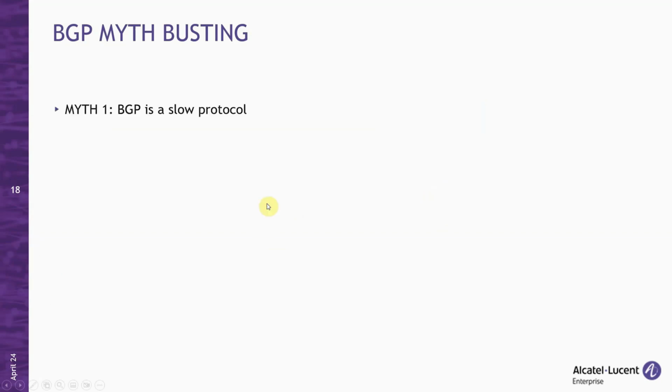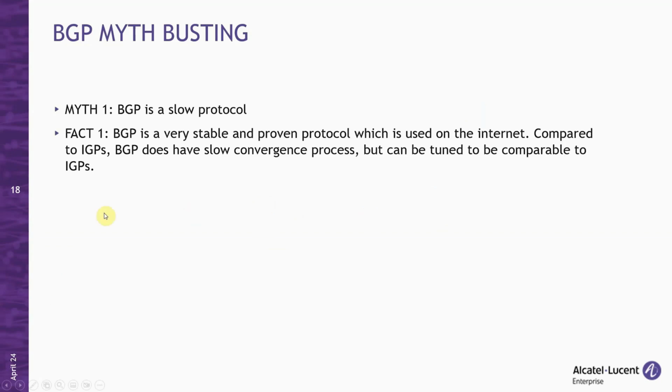Myth number one: BGP is a very slow protocol. The fact is that BGP is a very stable and proven protocol which is used in the internet. Compared to IGPs, BGP does have a slow convergence process, but this can be tuned to be comparable to IGPs. Myth number two: BGP is complex and requires a lot of configuration.